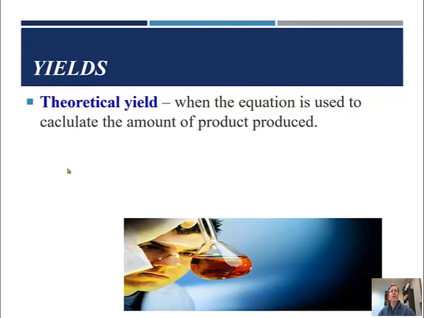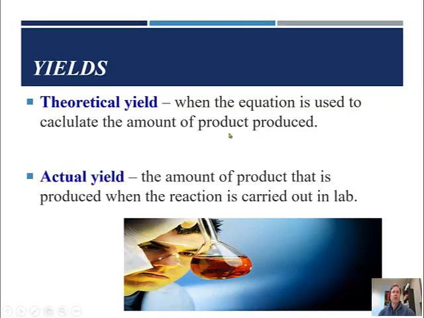Now, when we go into the lab and do this experiment, we're going to get what's called the actual yield. The actual yield is the amount of product that is produced when the reaction is carried out in the lab. Now, if we did our lab really well, our actual yield and theoretical yield should be the same. But let's face it, nothing ever goes perfect in the lab, right? Your lab partner's not paying attention, spilled something, you bumped something, we're off slightly.